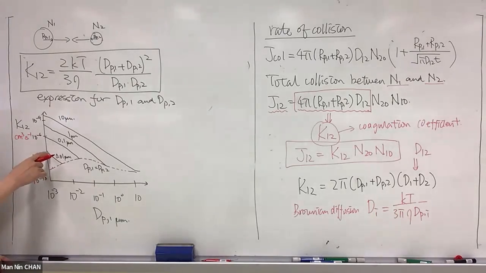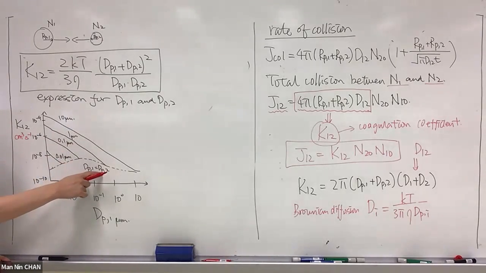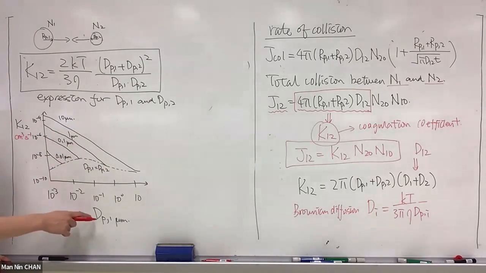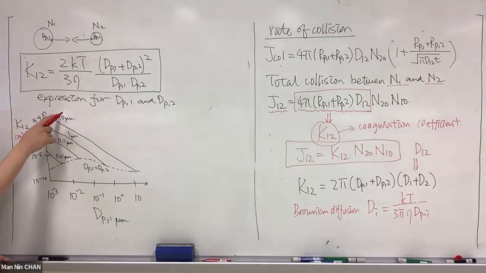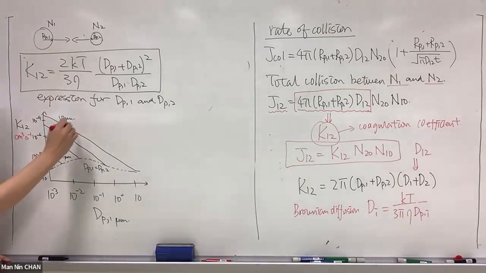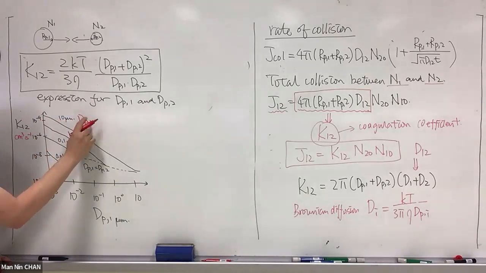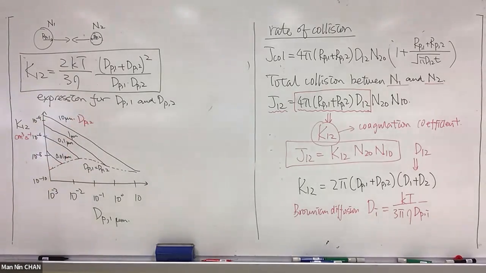And then you can also have your dp2, right? So your N2 has a different size from your N1. This is the size of your N2. Say this is 0.01 micron, this is 0.1 micron, this is 1 micron, and this is 10 micron. All of this is your dp2, the size of your N2. Are you okay with this?